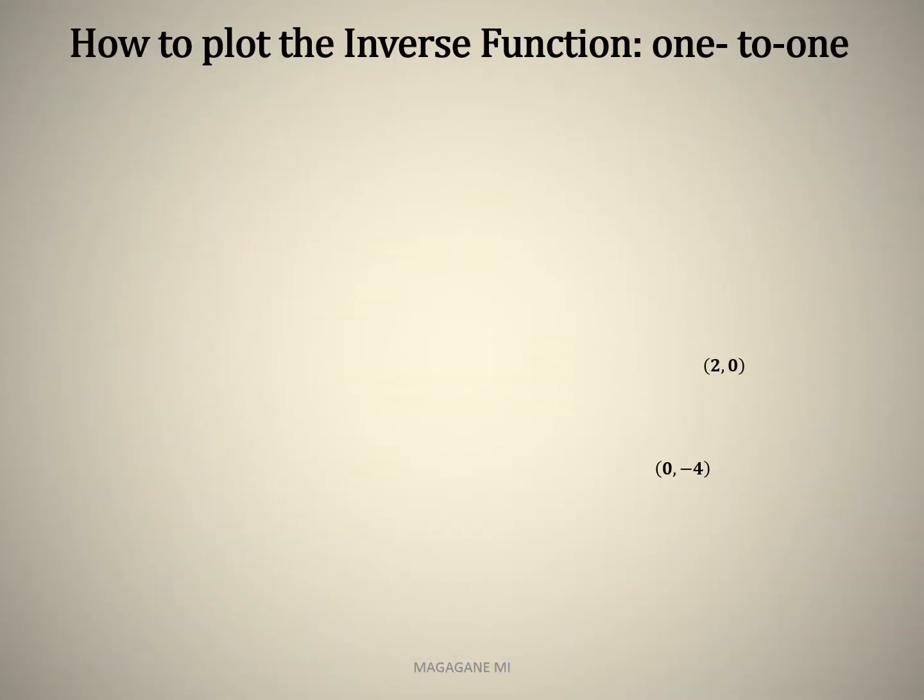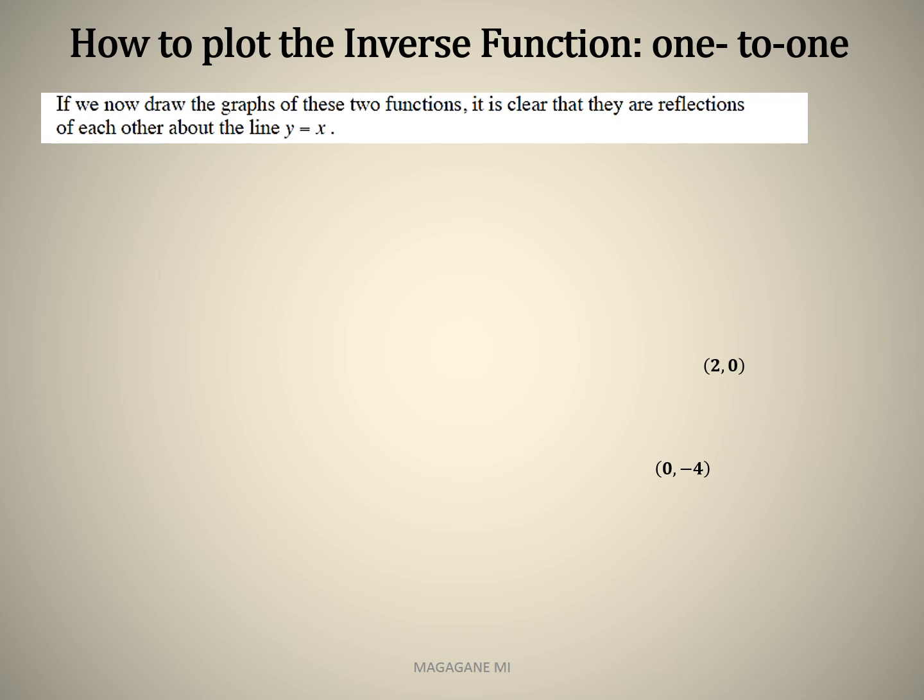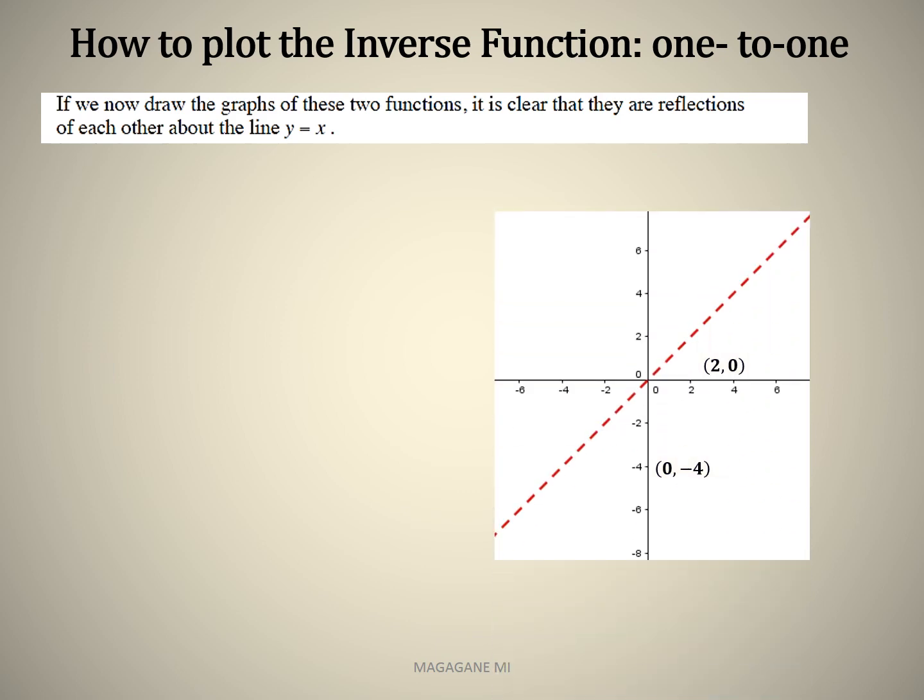Now, let's look at how to plot an inverse function of a one-to-one. It's important to note that a function and its inverse are reflections of each other about the line y equals x. This is the line y equals x, the red dotted line. When x equals 0, y equals 0. When x equals 1, y equals 1. X equals 2, y equals 2. So it's the line y equals x.